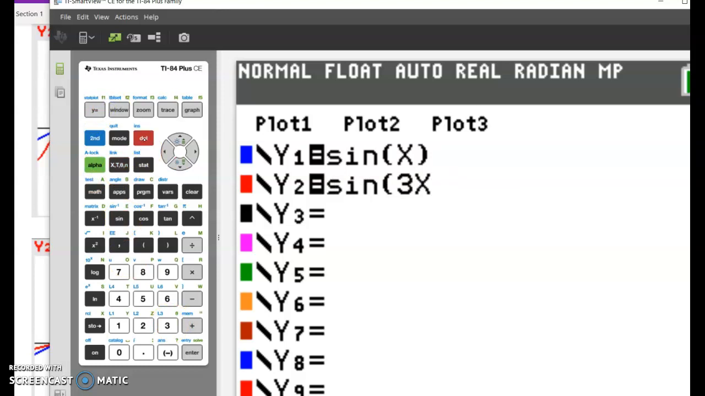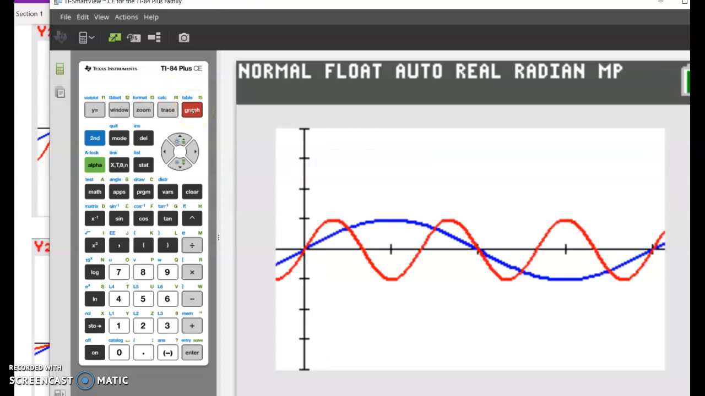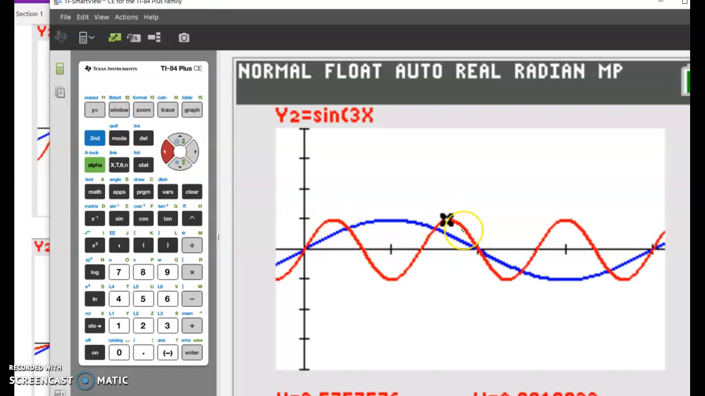All right, see now the coefficients of the x term, not of the ultimately the y term. What do you think that's going to do? Well, let's see. Ooh. So here's the sine function in blue, and now we have this red sine of 3x. And what do you notice?